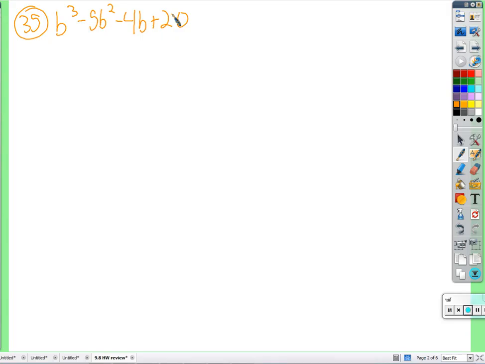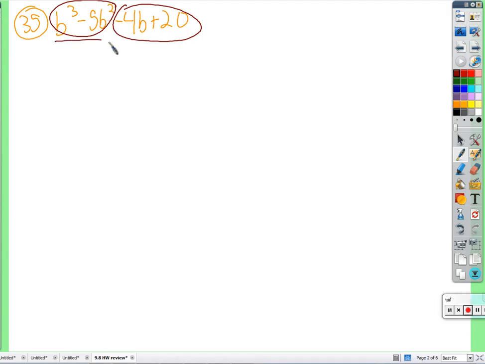So here's a group of two. Here's another group of two. I'm just using circles, not parentheses. Parentheses can get confusing. You think you're supposed to distribute something that you're not supposed to. You think it's multiplication when it's not. I'm just circling the two groups.